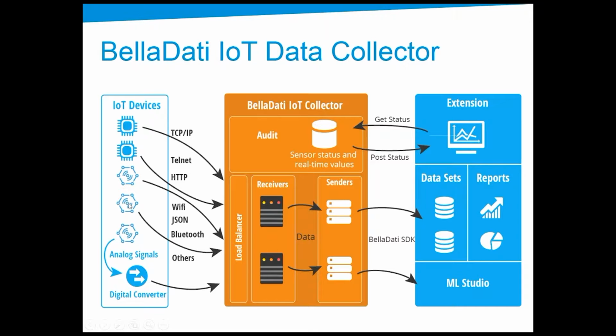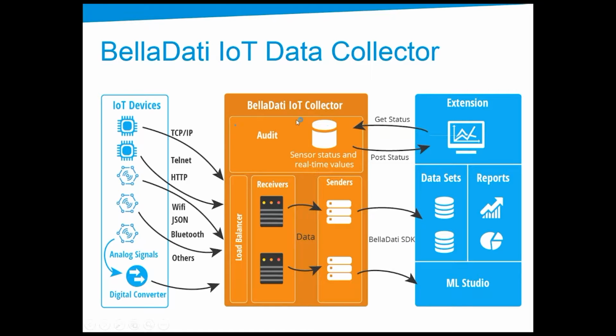The most common protocols are, as I mentioned, TCP/IP and the HTTP protocol. We can as well connect over Bluetooth, and for example, in the case of sensors installed on the production lines, we can as well get the data from analog sensors which are providing just analog signals. Of course, in this case, we need to use some kind of digital converter, and we already have some use cases with some AD converters which can send the data to the BellaDati IoT Collector. So this is the receiver.